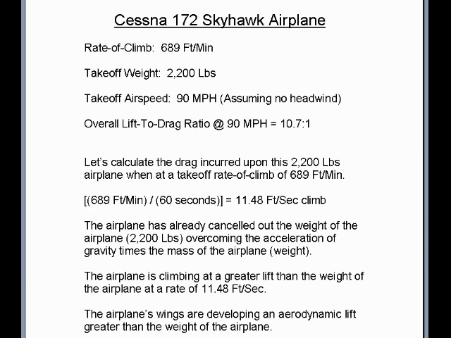In this case, it's at a rate of climb of 689 feet per minute, right at takeoff as it leaves the runway, with a takeoff weight of 2,200 pounds, a takeoff airspeed of 90 miles per hour, assuming no headwind, and the L over D for this flight parameter is 10.7 to 1. Let's calculate the drag incurred upon this 2,200 pound airplane when at takeoff rate of climb of 689 feet per minute.